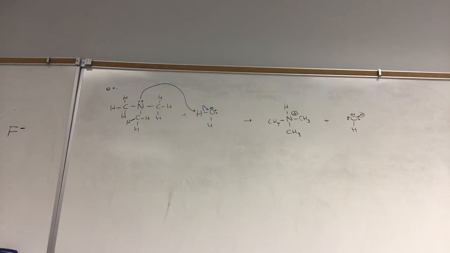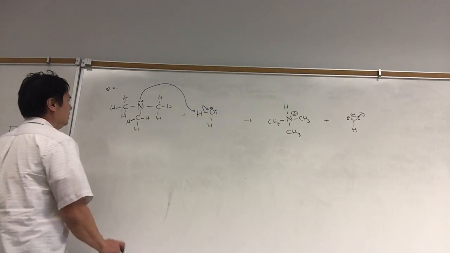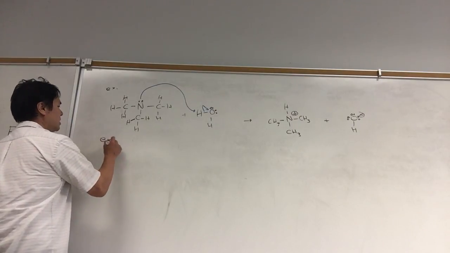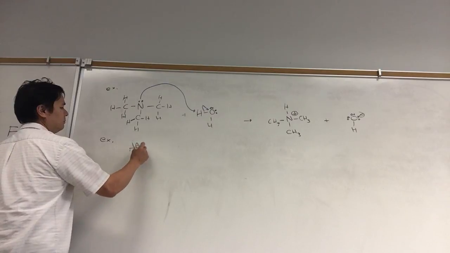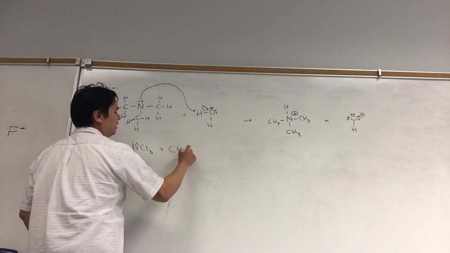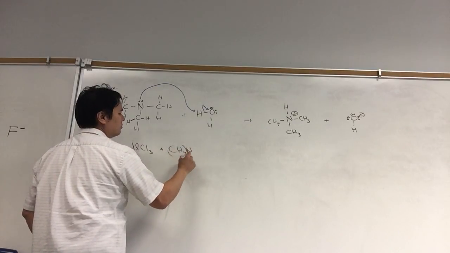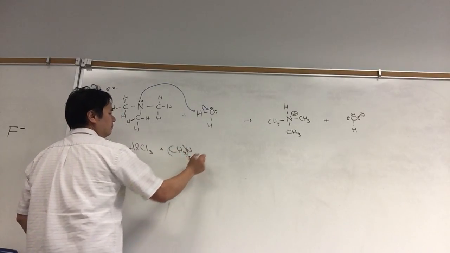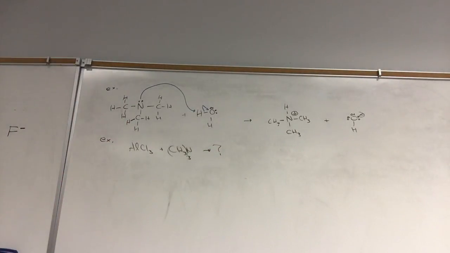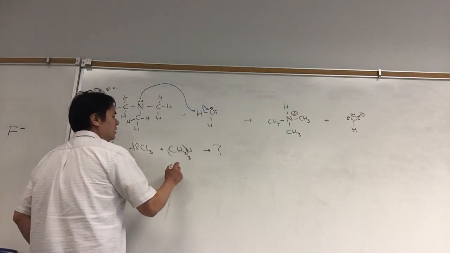If there's magnesium present, magnesium likes hydroxide, iron likes hydroxide, aluminum likes hydroxide. So we could do an example here. We'll just do aluminum chloride plus this, (CH3)3N, yields what? Well, you have to recognize this is an amine. This being an amine, we treat (CH3)3N as if it were this.